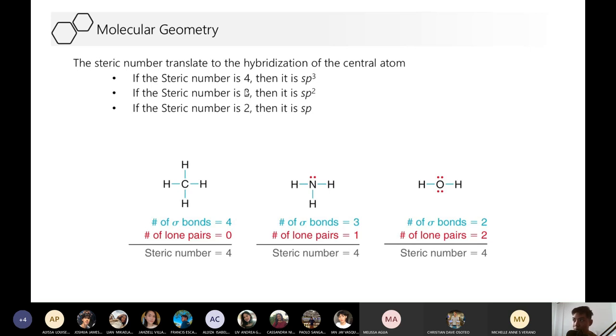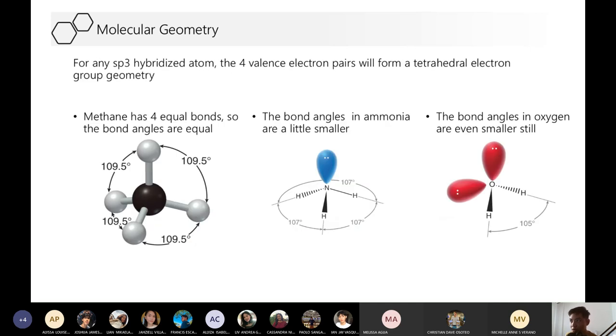So ano uli meaning ng steric number? Ito yung mga nasa paligid ng atom. It could be atoms then or lone pairs, no? So kapag may apat na nakapaligid sa kanya na group, sp3 hybridized. Pag tatlo yung nakapaligid sa kanya na group, sp2 hybridized. Then kapag dalawa lang yung nakatabi sa kanyang group, sp hybridized yung atom na yun. Depending on the hybridization of your atom, you can have different geometries, no?